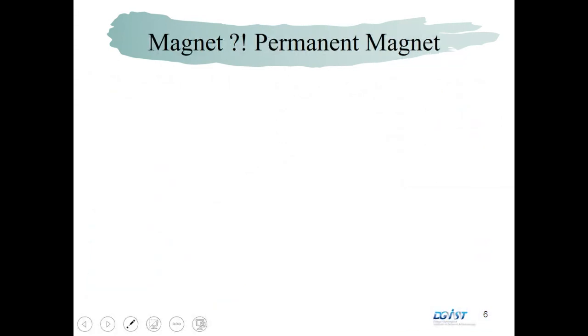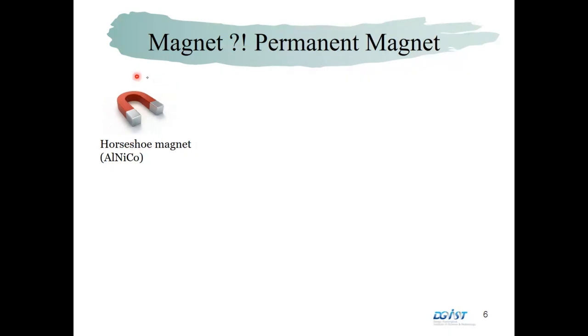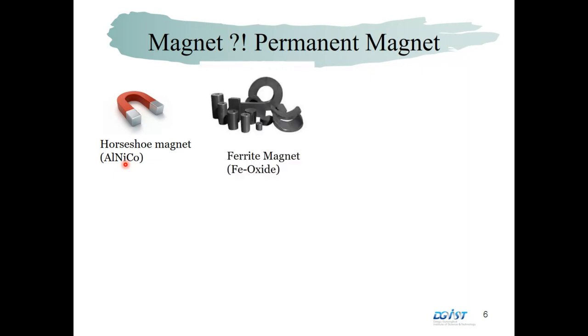Okay, and how about the magnet? Everybody uses magnets every day, and there are many magnets around our common life. If you say magnet, you can easily imagine a horseshoe type magnet. This kind of magnet is usually made of an aluminum, nickel, cobalt alloy, so we call it an alnico magnet. And there are also many magnets that look very dark, black, and they are usually made of ferrite, a kind of iron oxide.